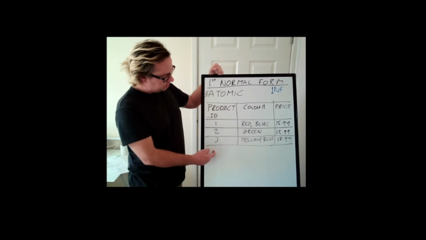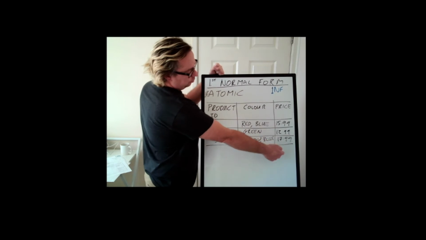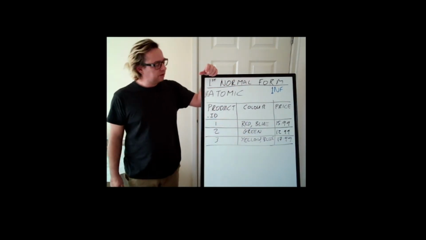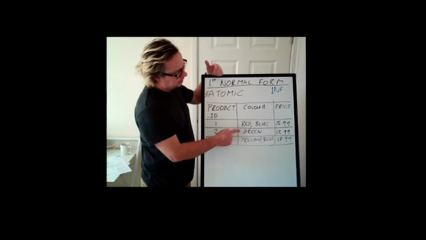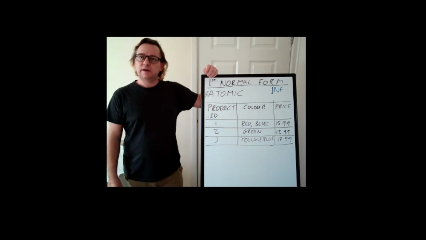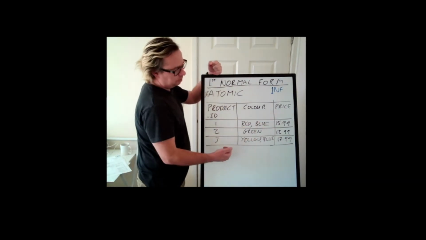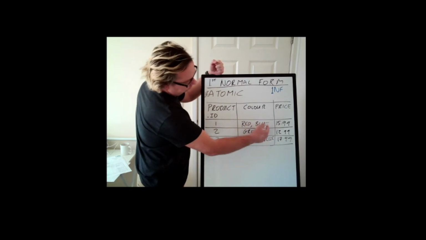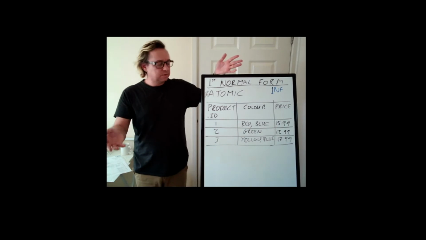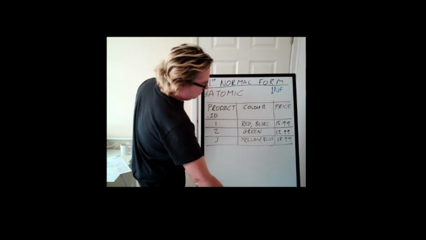We've got a product ID key here. We've got the colour of the product and the price of the product. This is not in first normal form because in the colour column here, these are divisible values. So we've got red and blue and red and blue and yellow and blue are divisible. You could make them smaller because they obviously have two values there.